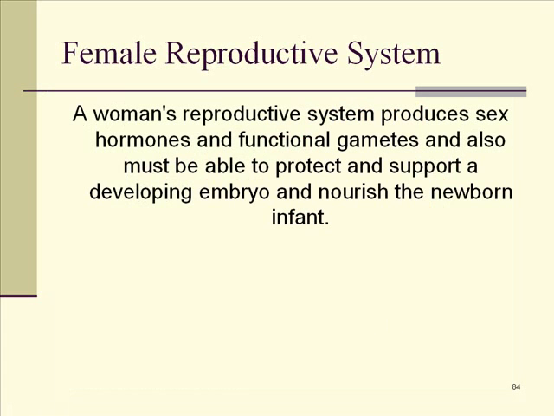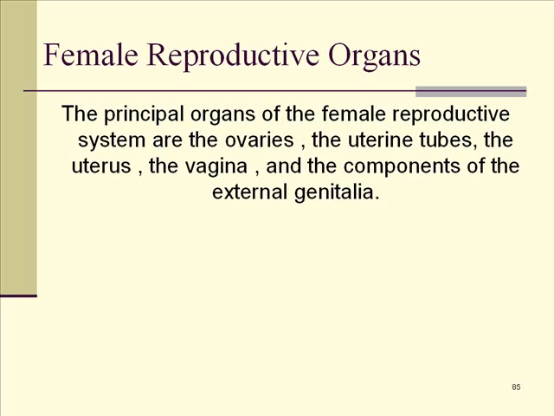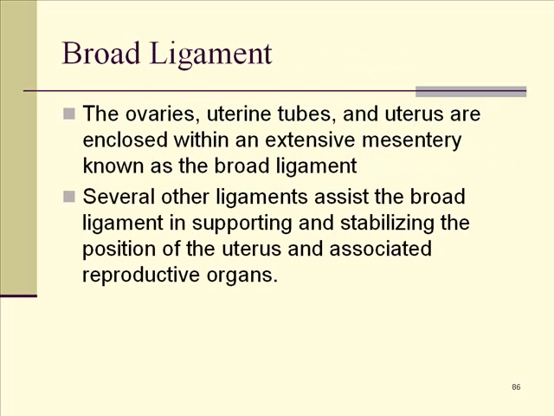The women's reproductive system produces sex hormones. Functional gametes also must be able to protect and support the developing embryo and to nourish the newborn infant. Principal organs in the female reproductive system are the ovaries, uterine tubes, uterus, the vagina, and components of the external genitalia. The ovaries, uterine tubes, and uterus are enclosed within an extensive mesentery known as the broad ligament, which I'll show you in an illustration coming up.